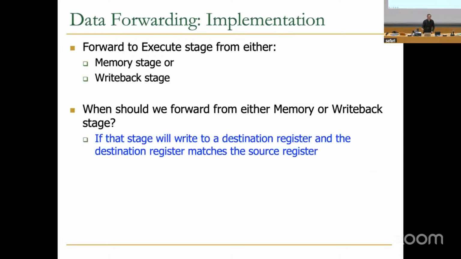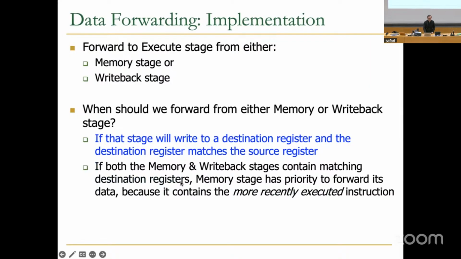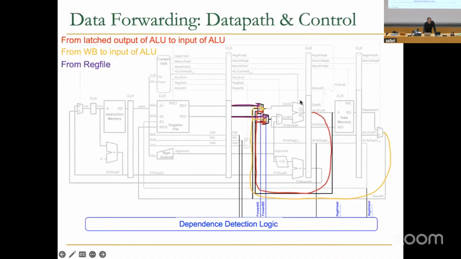If that stage will write to a destination register and the destination register matches the source register that we're sourcing from. If both the memory and write back stages contain matching destination registers, which is possible, it's valid, it's allowed, the memory stage has priority to forward its data because it contains the more recently executed instruction. Basically, it says that you give priority to this red arrow clearly because it is the younger instruction that's producing the value.